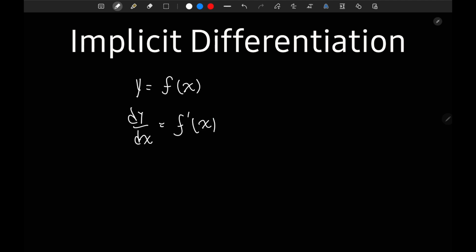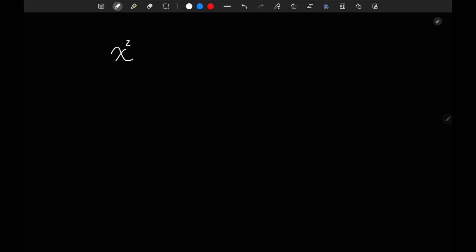And so implicit differentiation comes into play when we have an equation such as, let's say this. Where we can't just simply isolate this equation to have y equals some function of x where all the x's are on the right. So this is where implicit differentiation is going to come into play.